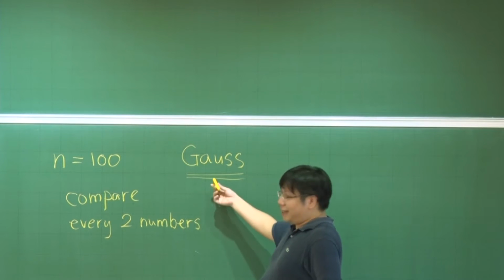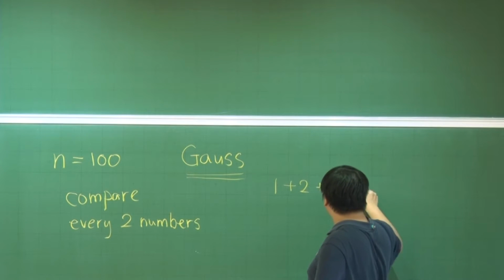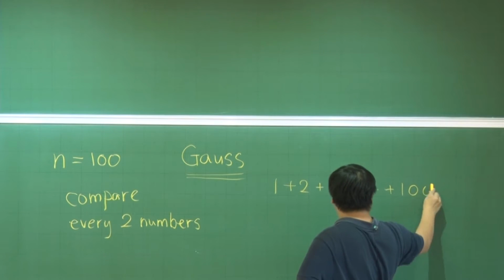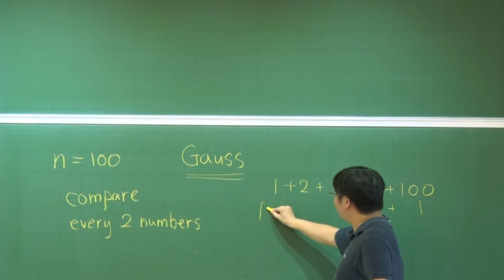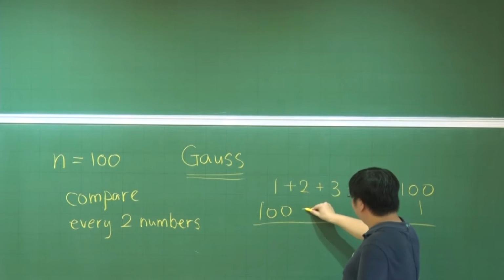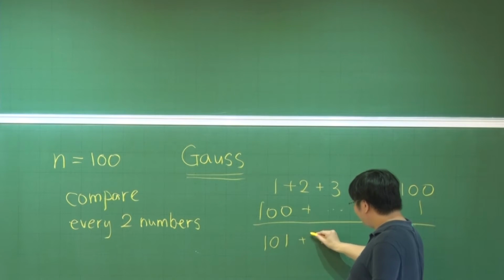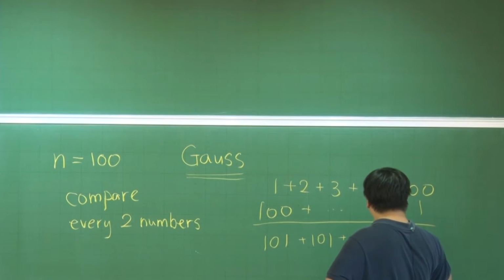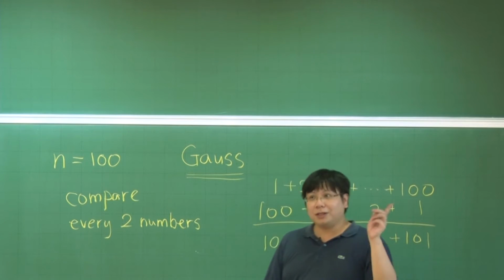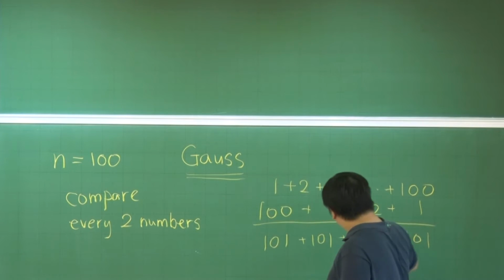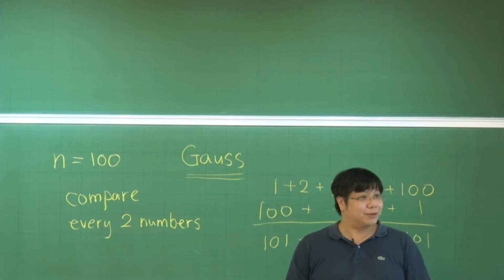Okay, so Gauss' method is, you want to add 1 up to 100. You don't do this one time, you do this twice. And then he observed that 2 times your quantity will be equal to 101 plus 101 plus dot dot dot up to 101 for 100 times. So the summation of all the numbers from 1 to 100 will be 10100 divided by 2, and it is going to be 5050, right?